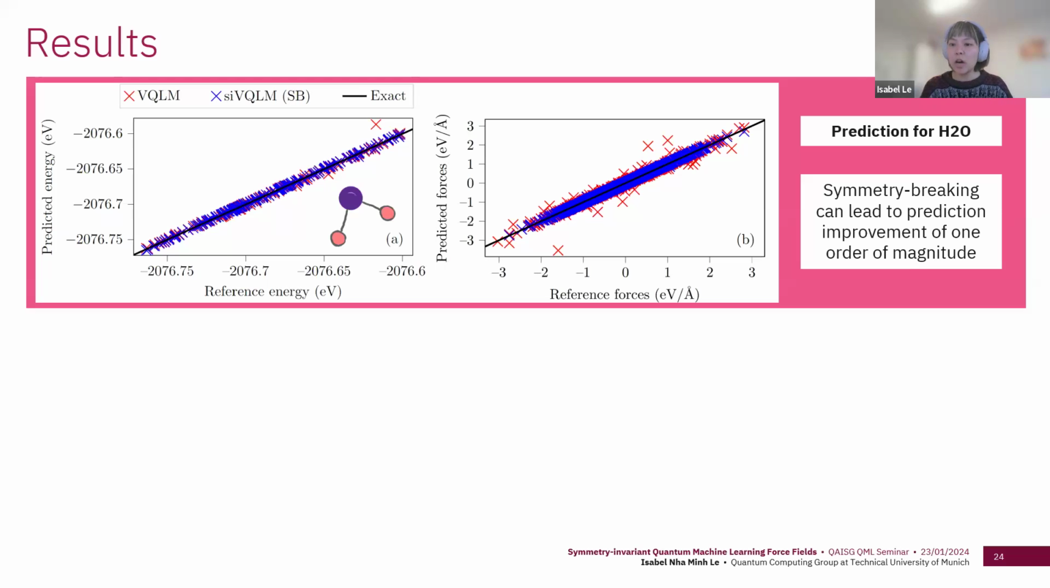In the case of a single water molecule, we trained the generic model, the symmetry invariant model, and the symmetry invariant model with symmetry breaking. So this is the yellow layer that I told you about. And we observed that including the symmetry breaking led to a prediction improvement of 1 order of magnitude. And in this figure, you can see a comparison of the prediction of the generic model and the symmetry invariant model that included the symmetry breaking.